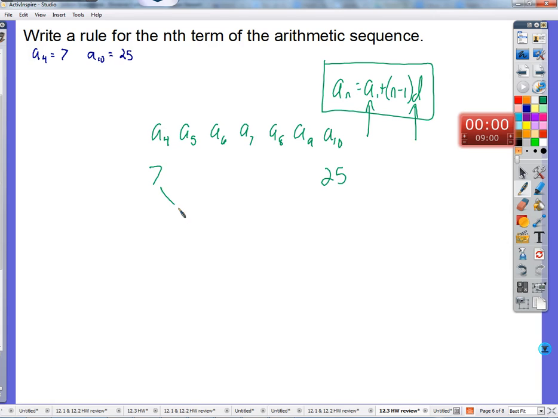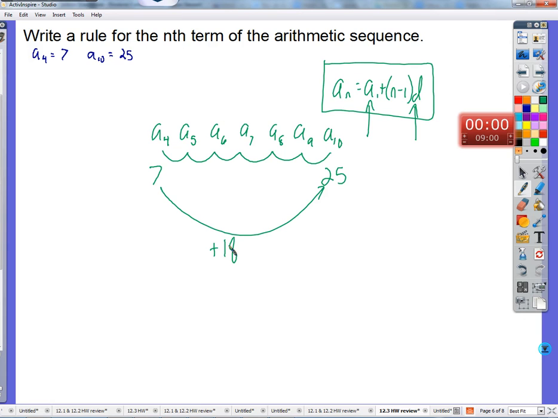Okay, so 25 minus 7 is how much? 18, which means if I add, and adding is the important thing because it's an arithmetic sequence, I'm adding. And you have to move over 6 places, so I divide 18 by 6. Exactly. So if we take that 18 and we divide it into 6 pieces, well, that's exactly what that number is.